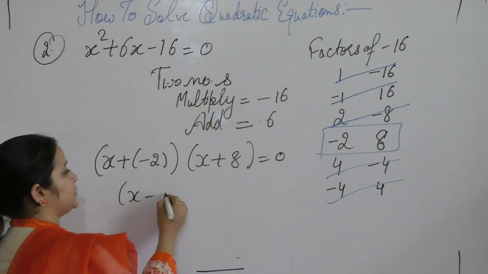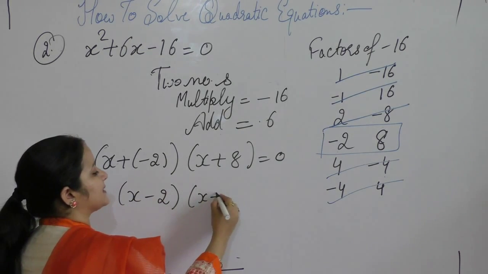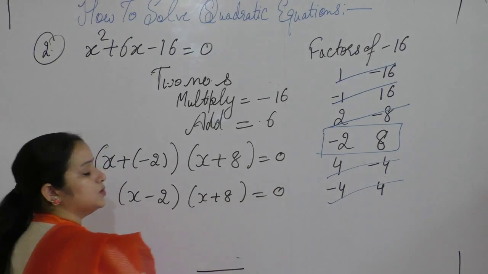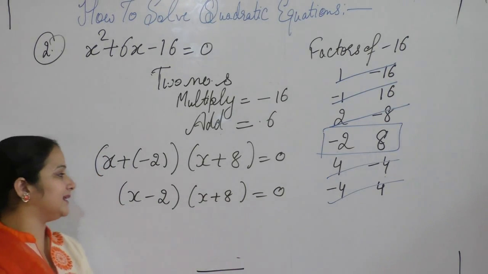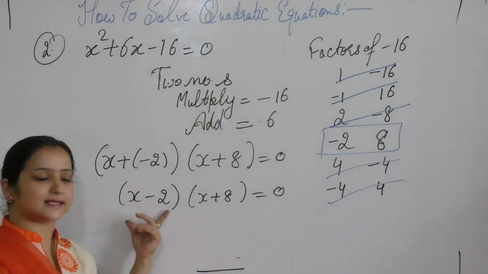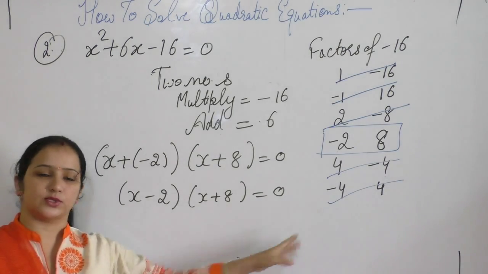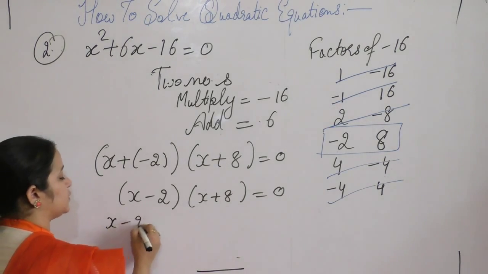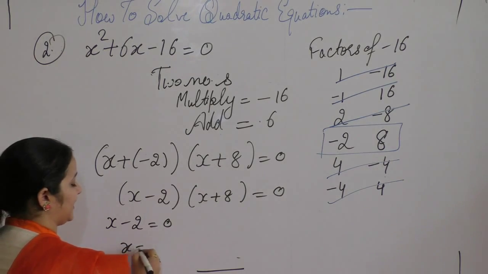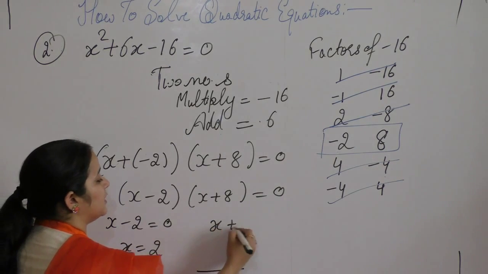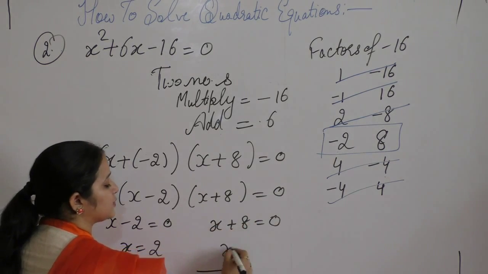So (x - 2)(x + 8) = 0. Now to find the value of x, put these terms separately equal to 0. x - 2 = 0, so we get x = 2.